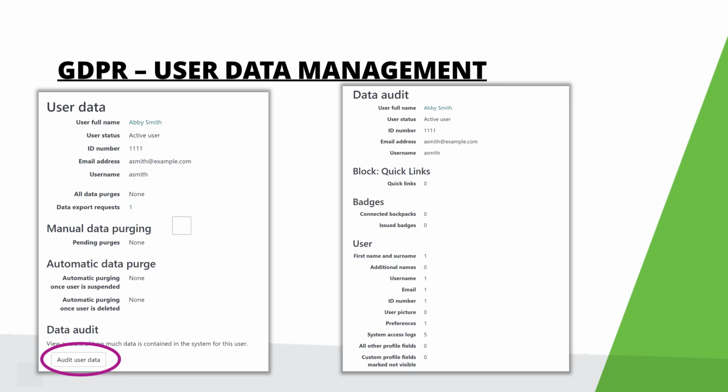You can't automatically purge based on if a user is active. So if it's an active user, there need to be additional steps because we don't want to accidentally wipe out data for all of the users on the system. But you can set it up such that anybody who is suspended automatically gets purged, and here are the things that get purged about them.